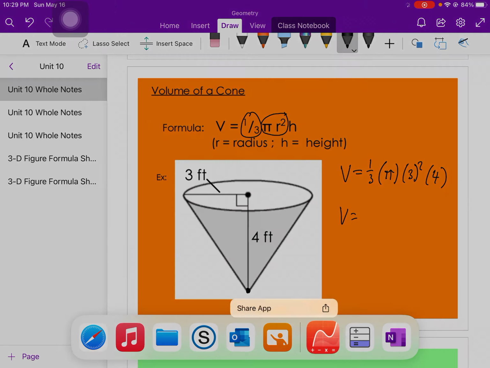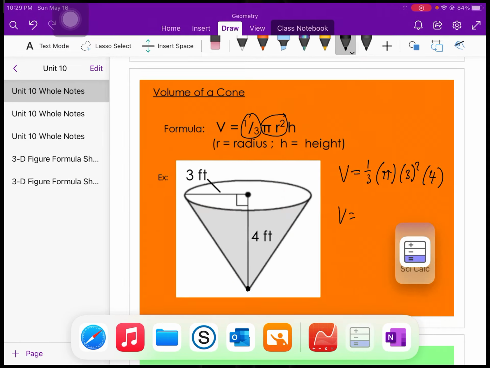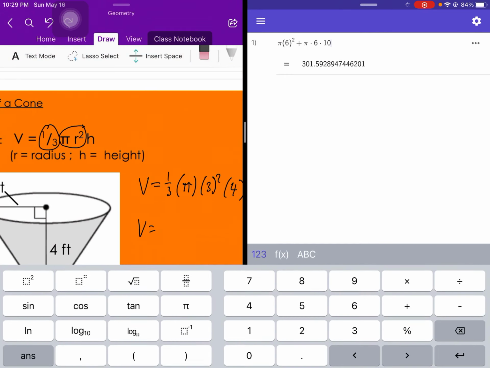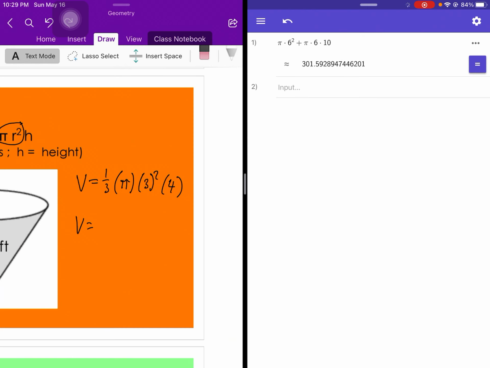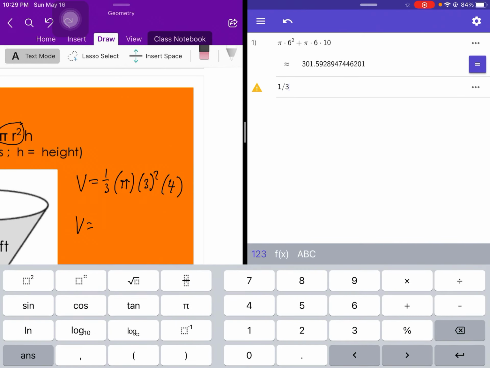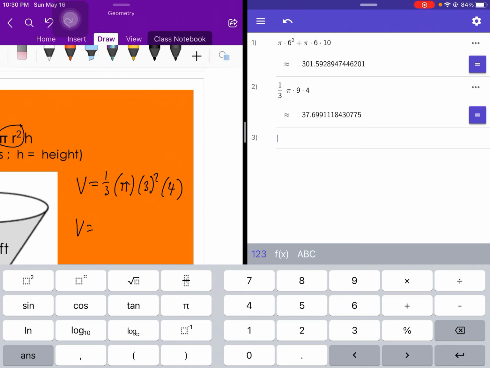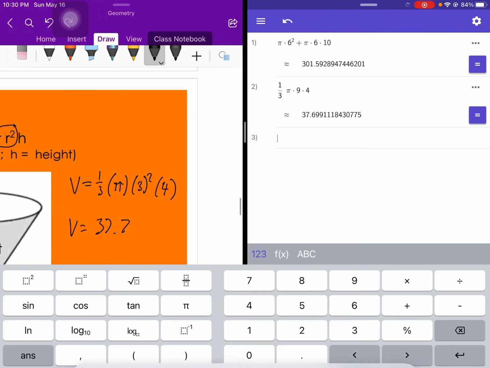So the volume is, I typed in 9 because we know that 3 squared would be 9. So that's approximately 37. This one I'm not going to be able to round to 2 decimal places, so I'm going to go just 0.7. And that is feet cubed because we're talking about volume this time.